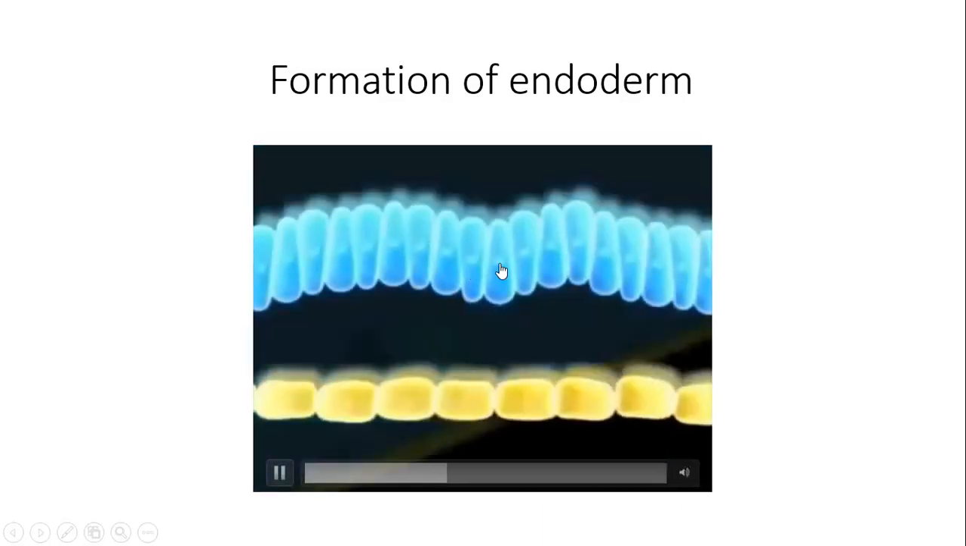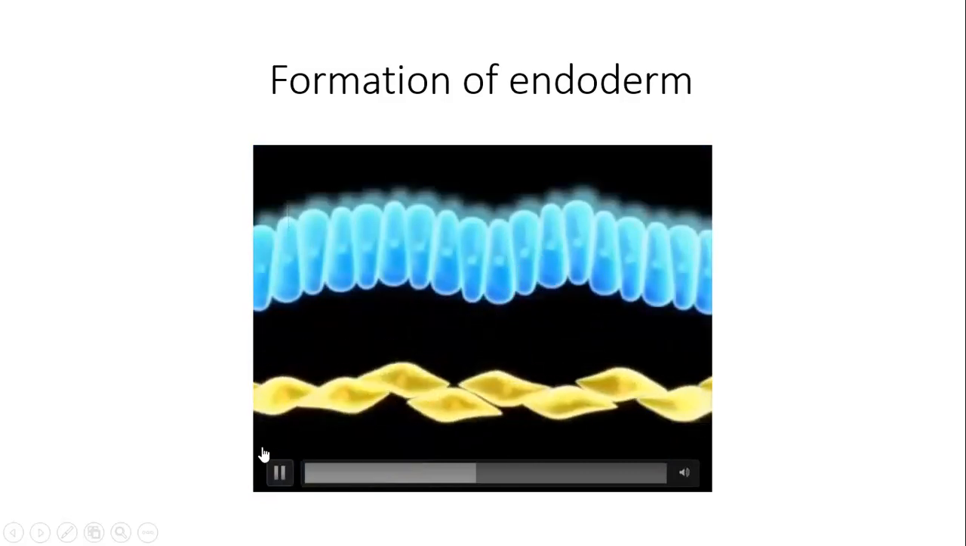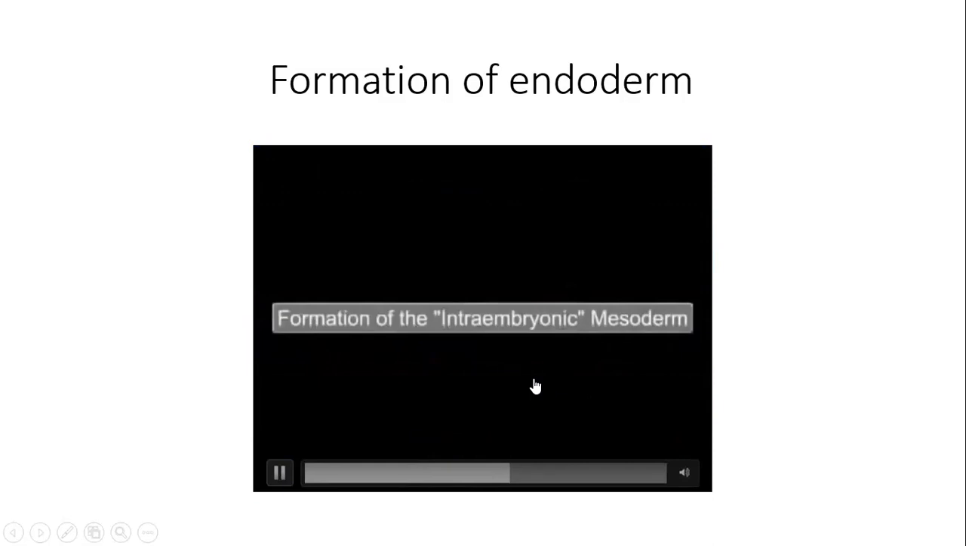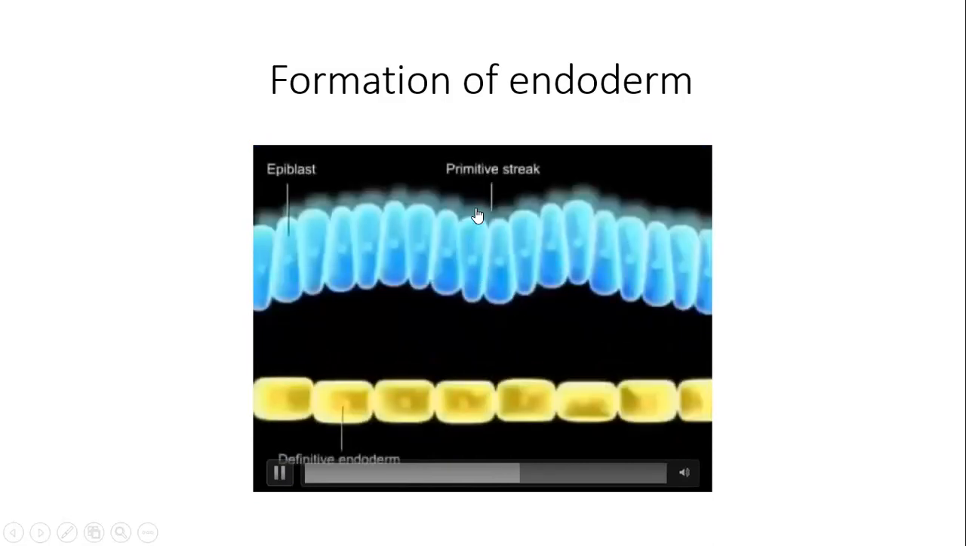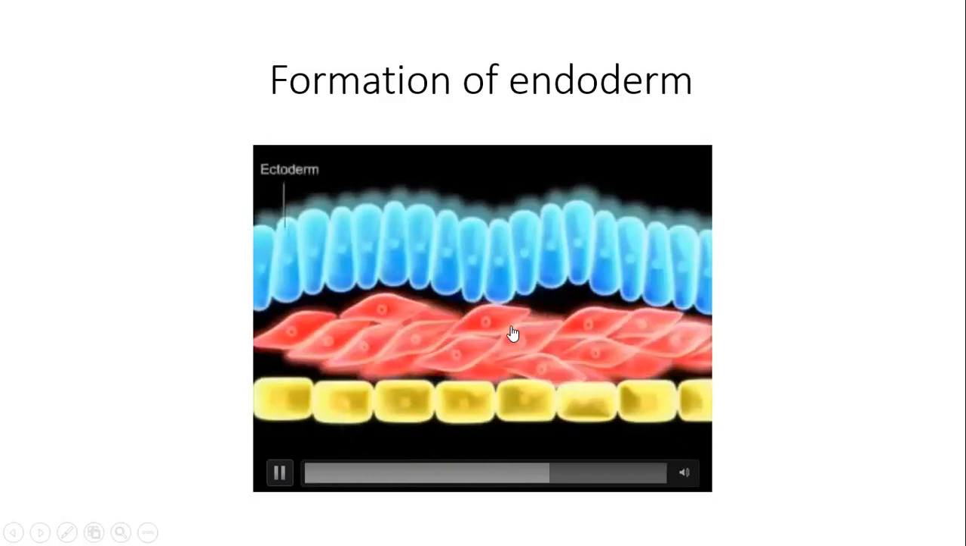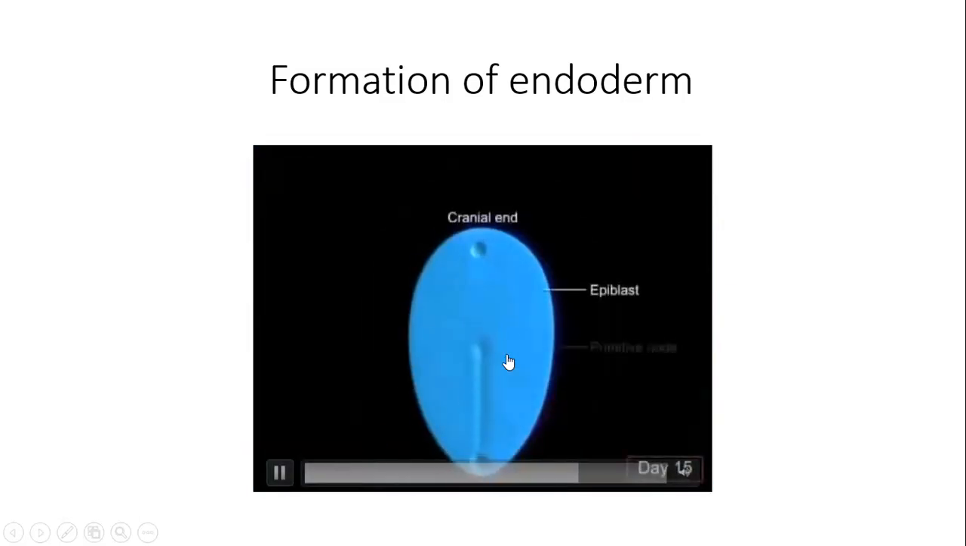So what happens? The epiblast cells will start delaminating from each other by the downregulation of E-cadherin, and they will first incorporate into the underlying hypoblast cells. So now they will form definitive endoderm. So this is how the definitive endoderm is formed. Now, how is the intraembryonic mesoderm formed? More and more cells from the primitive streak will delaminate and accommodate between the epiblast and the endoderm. So now it will form a mesoderm. So this is how a trilaminar germ disc has been formed.